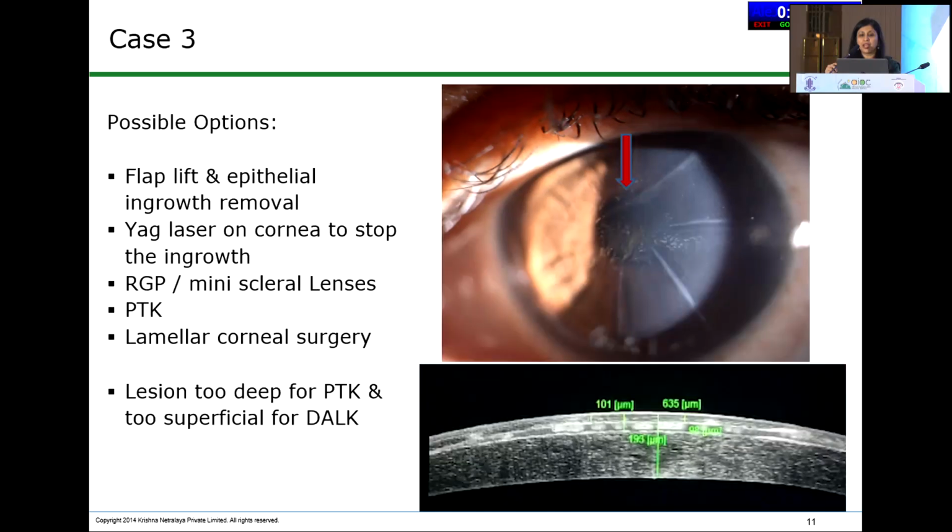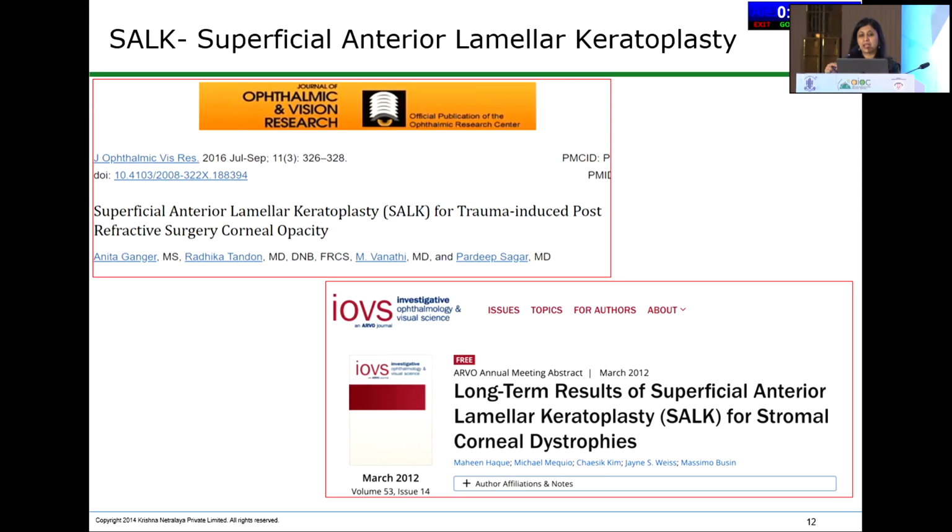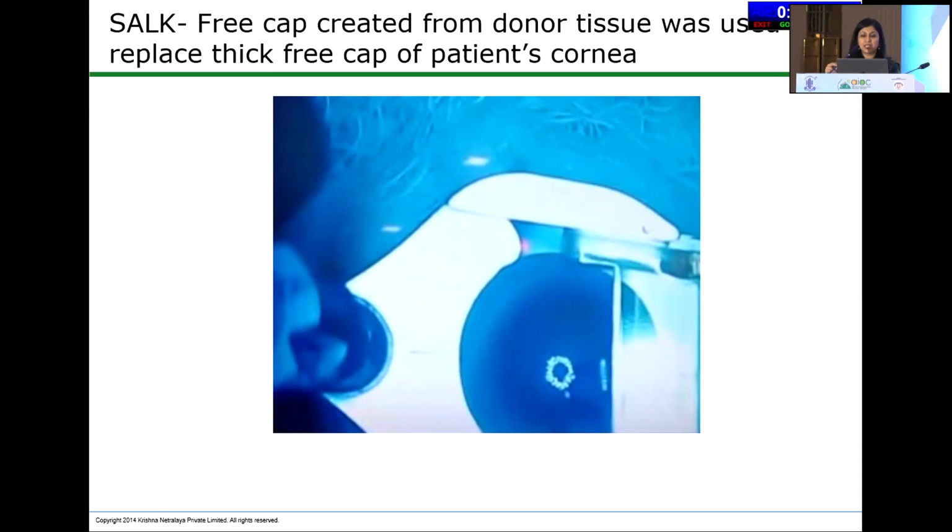So at this point in time, the various intervention options were to lift the flap and remove the epithelial ingrowth, do a YAG laser to stop the ingrowth, try an RGP or a mini-scleral lens for better vision, a PTK, or maybe a lamellar corneal surgery. However, here, as we can see in the AS-OCT, the lesion was too deep for PTK and too superficial for DALK. So we did a literature review and thought of going ahead with superficial anterior lamellar keratoplasty. There were multiple reports in various scenarios, like trauma-induced opacities and also certain dystrophies. So finally, we decided to go ahead with this.